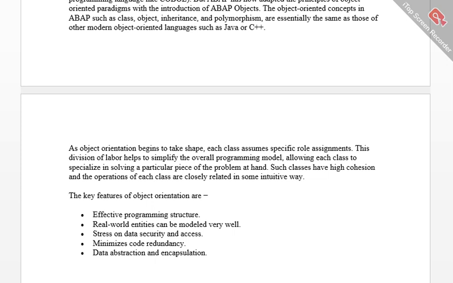The key features of object orientation are effective programming structure. Real-world entities can be modeled very well. Stress on data security and access. Minimizes code redundancy, data abstraction, and encapsulation.